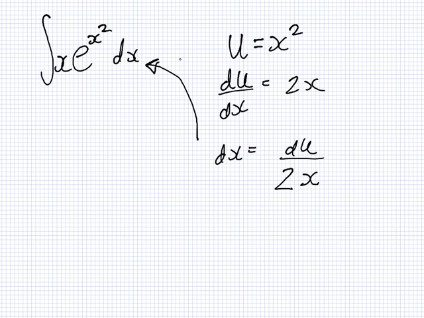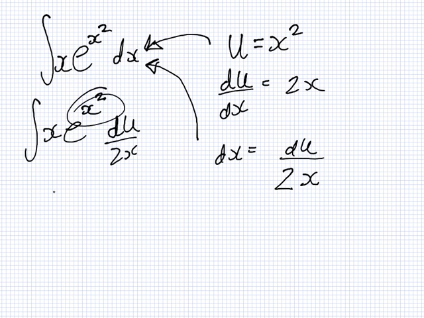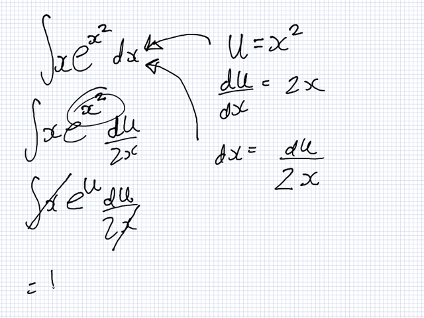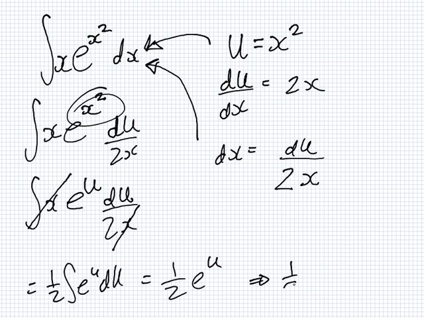That can go in, and that can go in, and this becomes x squared du over 2x, and then replacing this as well, that's e^u du over 2x. But what's nice here is that this cancels with this, so you're left with a half e^u du, which is just a half e^u, which is then a half e^(x squared) plus c.